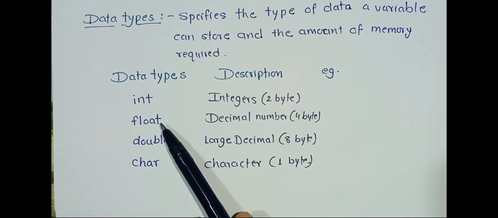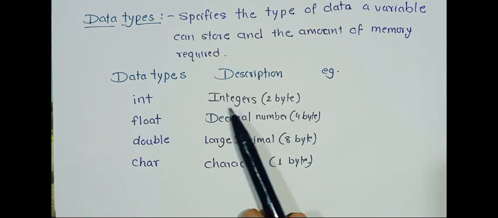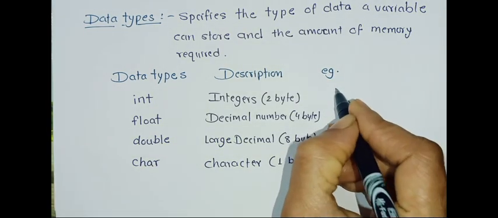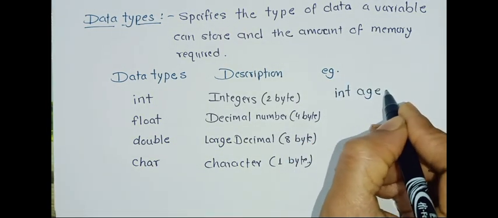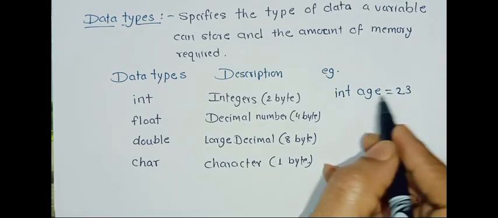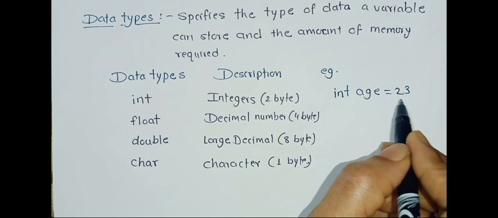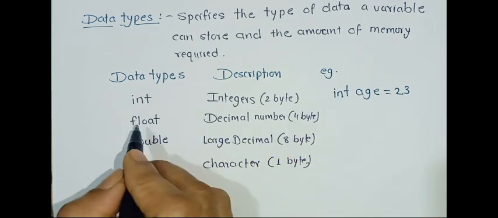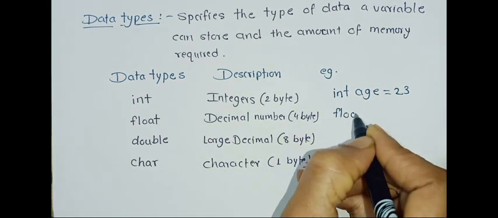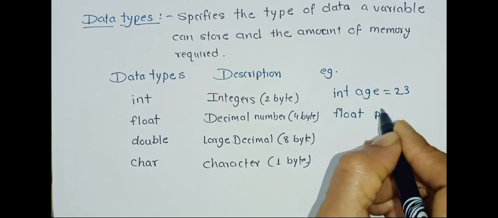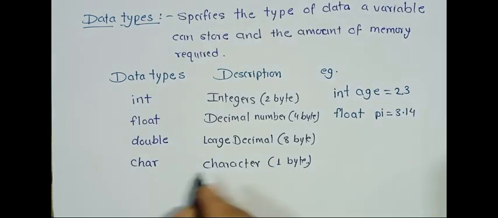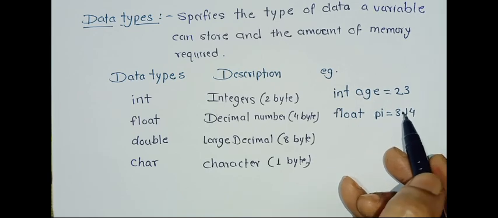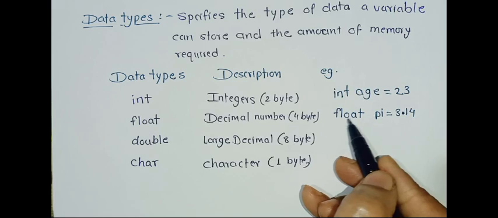Here you can see four data types in C. First is int. Int means integer data type, of size 2 bytes. An example of int is: int age, age equal to 23, or any number you can store here. A simple integer number is called an int variable. A decimal number is the float type. So float pi equal to 3.14. This is our decimal point number. If a decimal point is there in your number, we have to declare that variable as float.